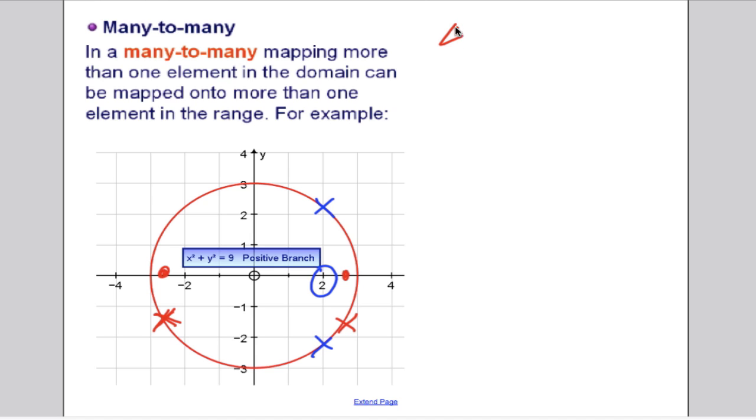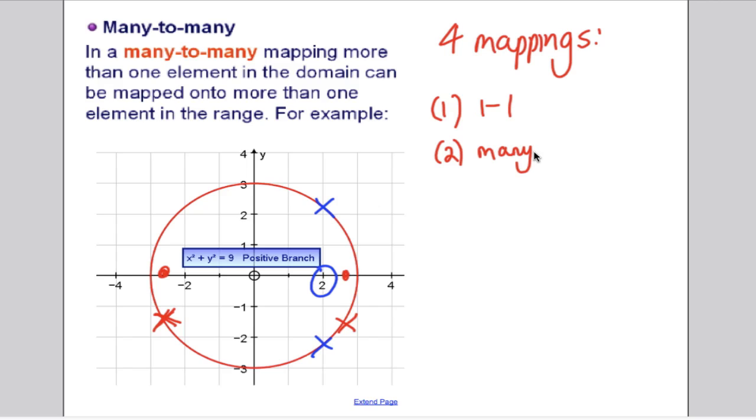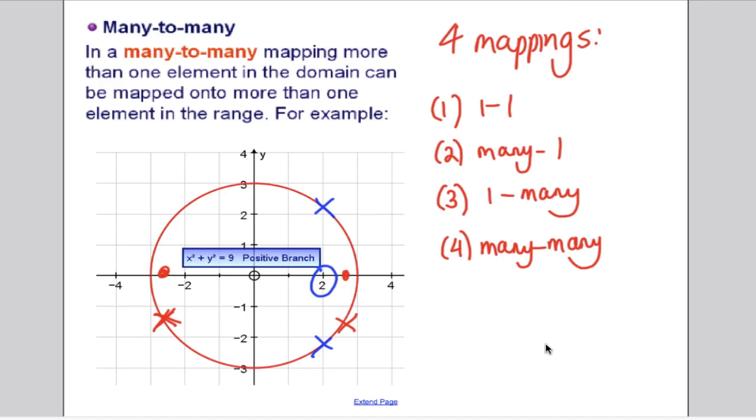So the 4 types of mapping, 4 mappings that you need to be aware of, and sometimes you're asked what is what. The first one is one-to-one. The second one is many-to-one. The third one is one-to-many. And the fourth one is many-to-many. Okay, so you need to be aware of those 4 types of mapping.